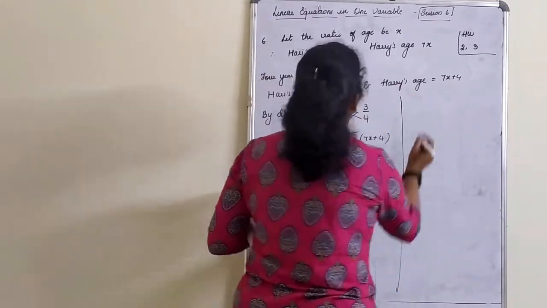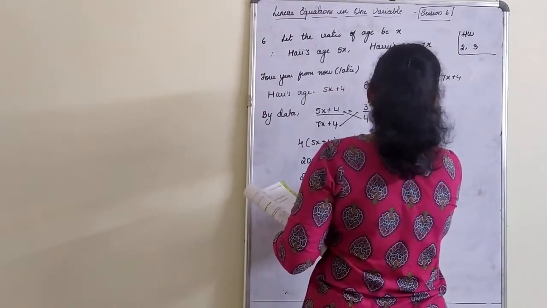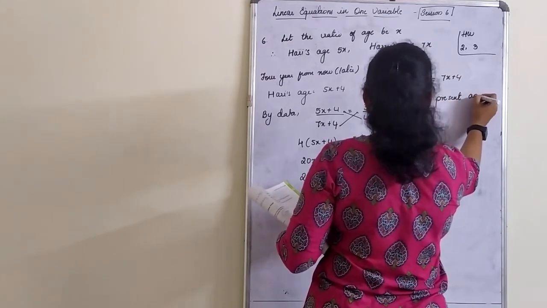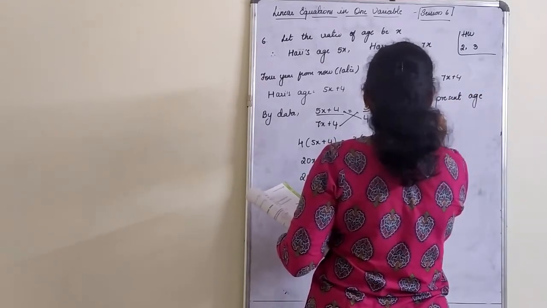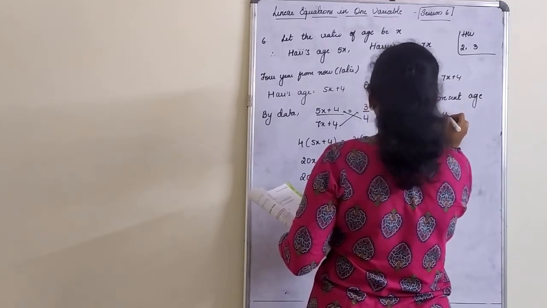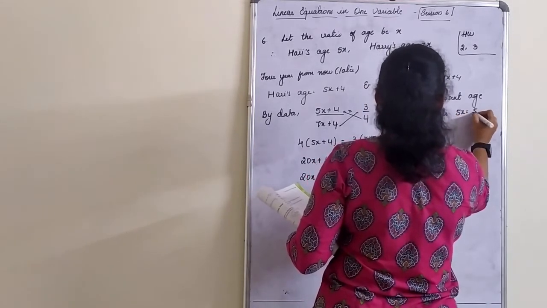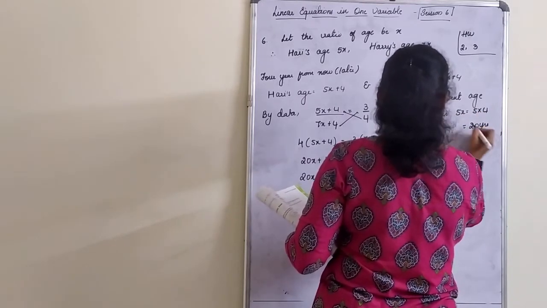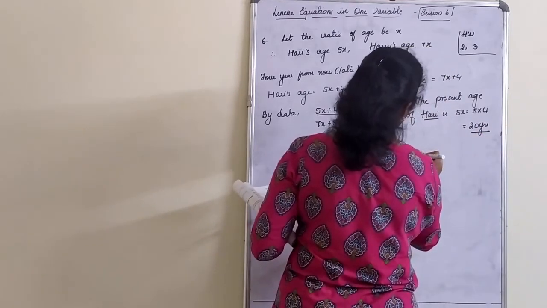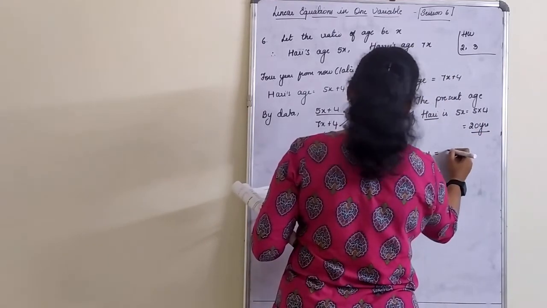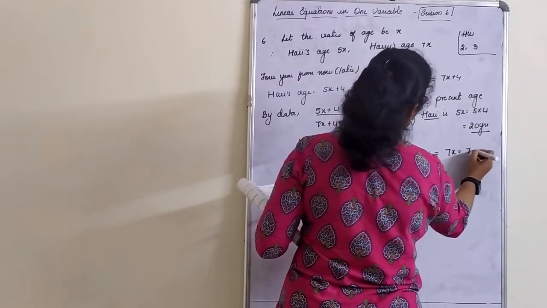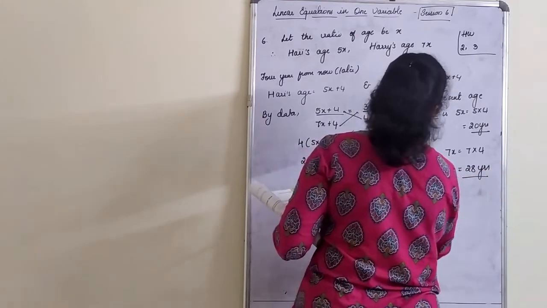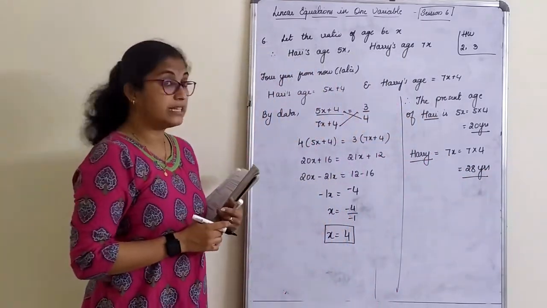Therefore, the present age of Hari is 5x, that is 5 into 4, 20 years. So Hari's age is 20 years and Harry is how much? 7x, that is equal to 7 into 4, 28 years. So these are the present ages of Hari and Harry.